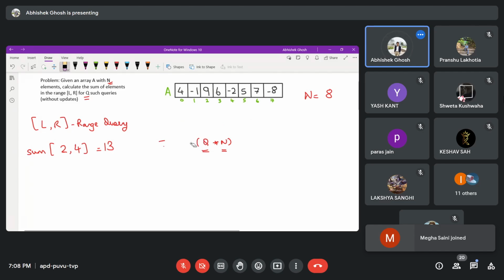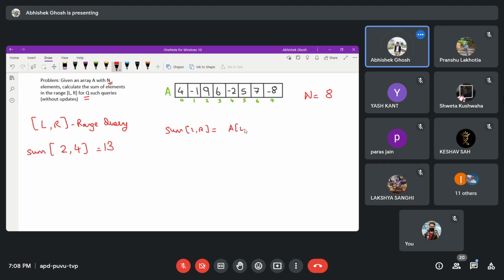Okay, so these are your range queries. So this was your first approach. Can we do any better? Sum for L to R is basically your array of L plus array of L plus 1, right up till the last element, array of R. So there are n elements in this, right? So what if instead of adding the single elements, we act a little smart?